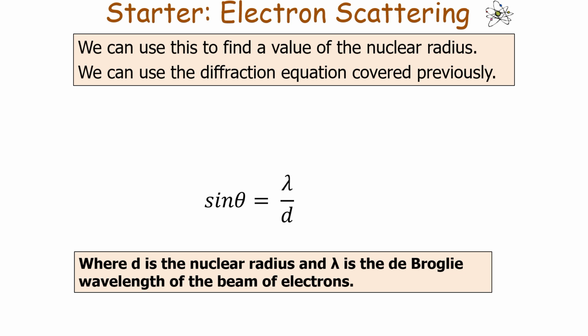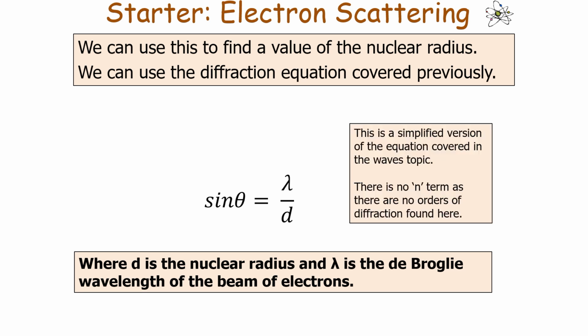So we know that sin θ is equal to λ over d. Now please remember, this is a simplified version of the equation covered in the waves topic because there's no n term, because there are no orders of diffraction found here. It's just n equals 1. Also remember that d is our nuclear radius and λ is the de Broglie wavelength of the beam of electrons.